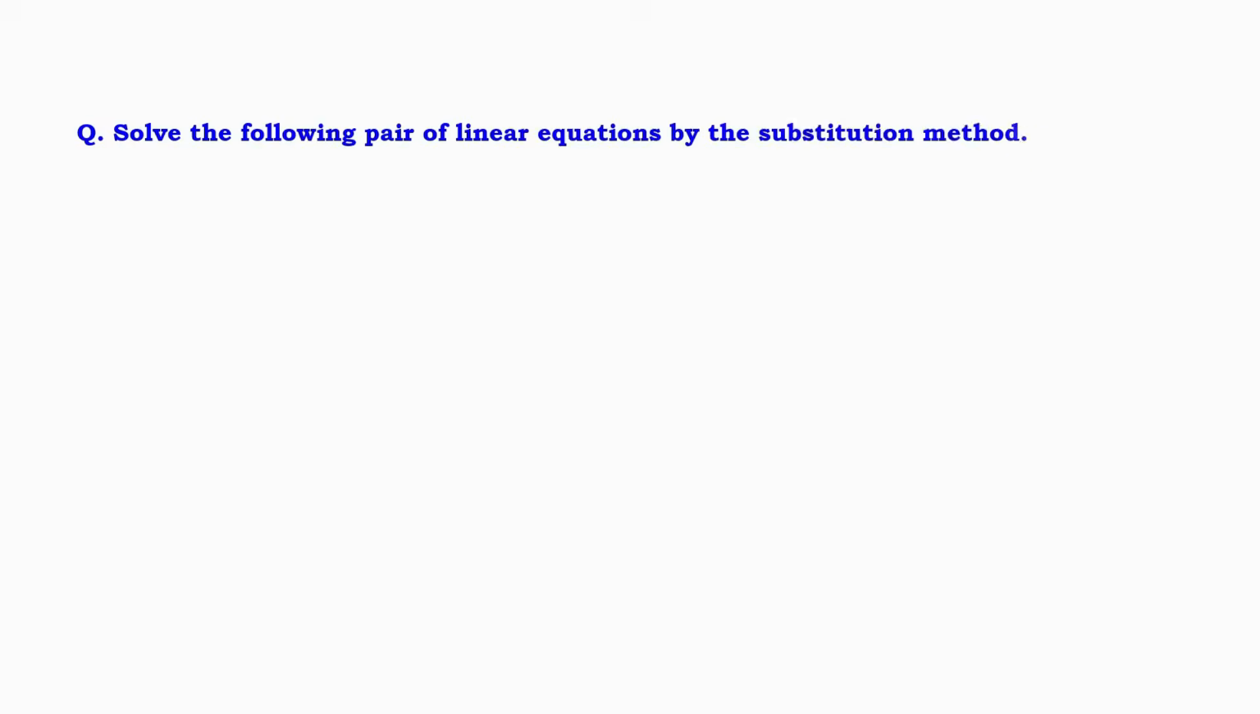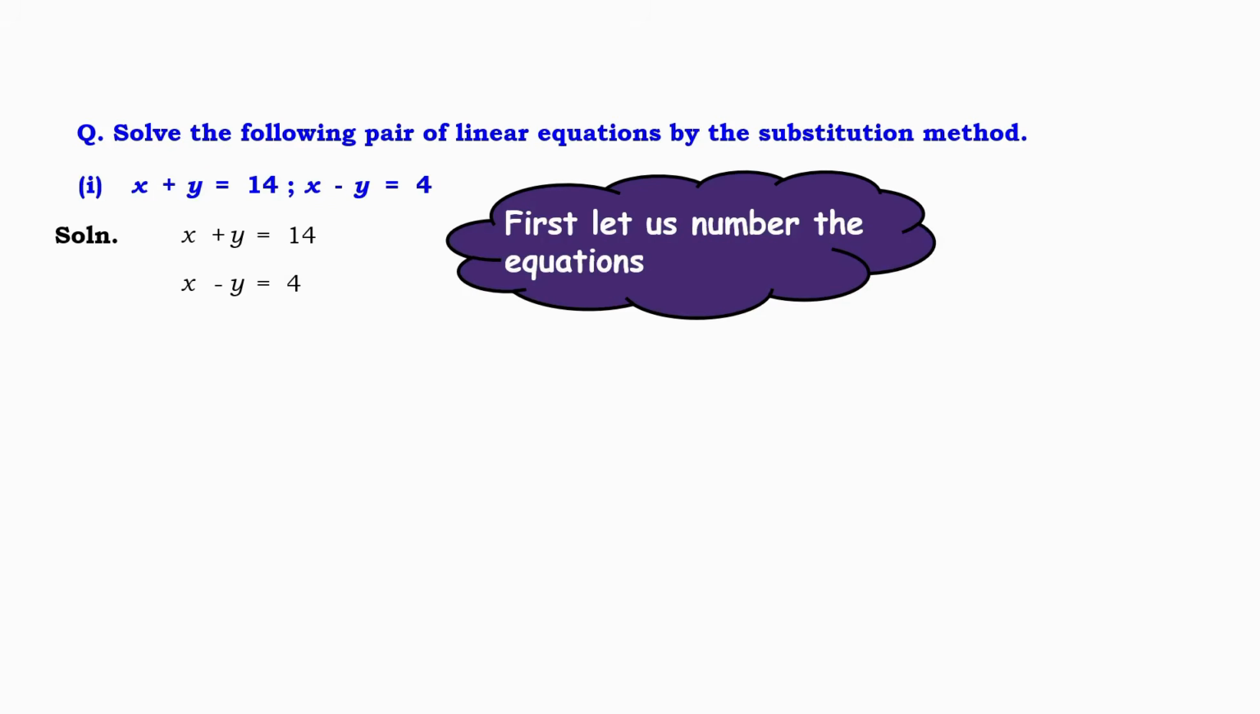Now let us solve a question using the substitution method. The question is: solve the following pair of linear equations by the substitution method. The two equations are x plus y equals 14 and x minus y equals 4. First, let us number the equations. Equation 1 is x plus y equals 14. Equation 2 is x minus y equals 4.